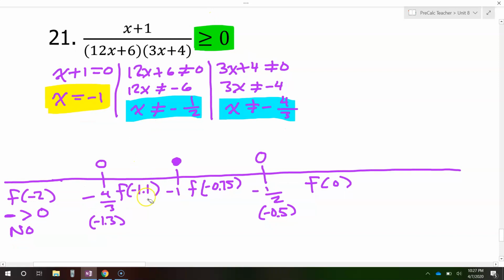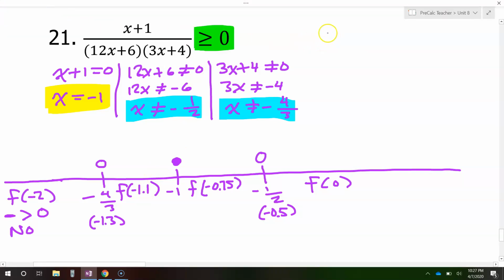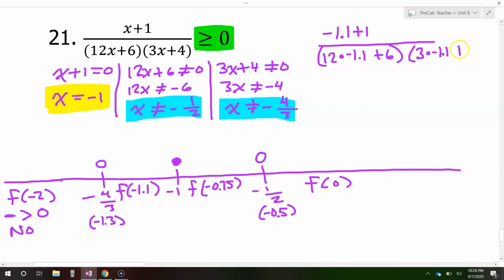Anyway, now I need to check negative 1.1. Let's really try to do some shortcuts here. So I've got negative 1.1 plus 1 over 12 times negative 1.1, plus 6. I feel some shortcuts coming on. This is going to be 3 times negative 1.1 plus 4.